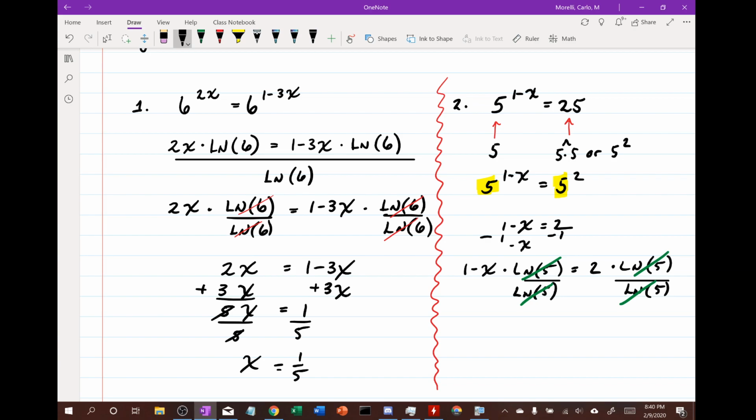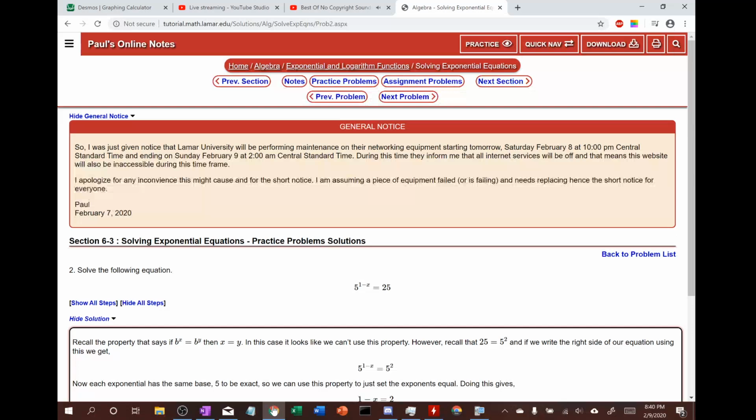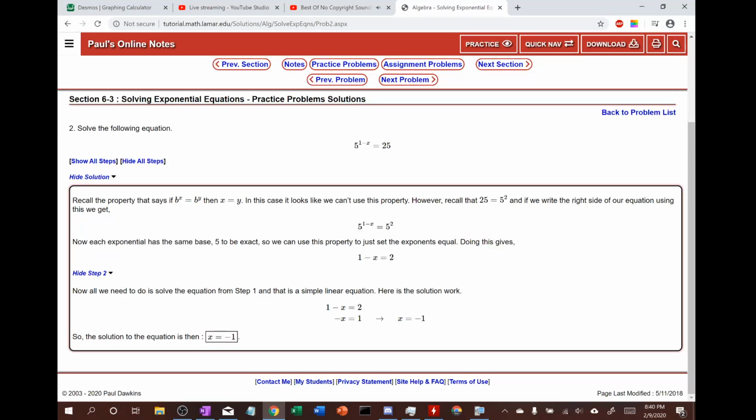So negative x equals 1. Therefore, x equals negative 1, which I think is the answer. Let's see. X equals negative 1. We're right. Let's go to the next problem.